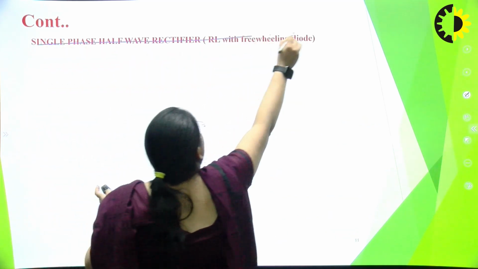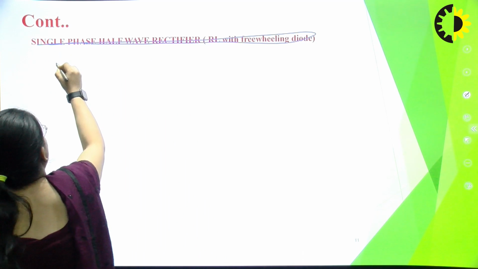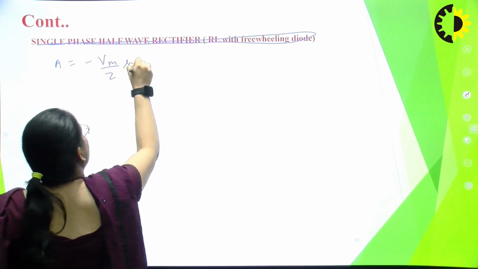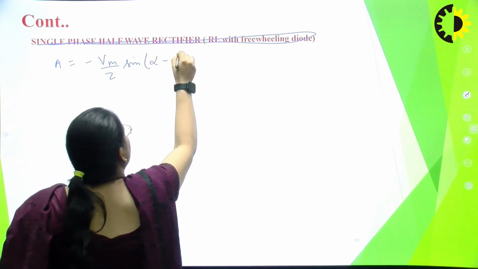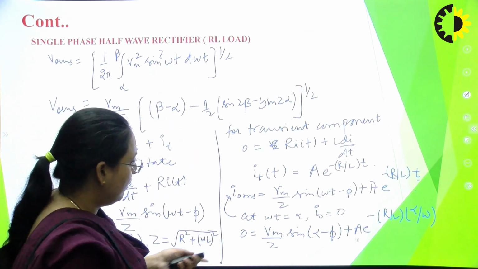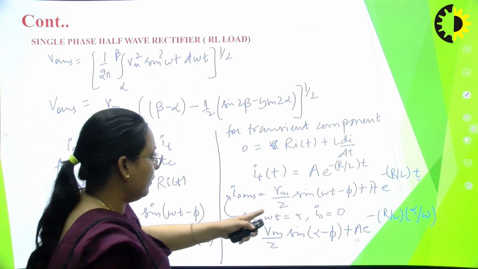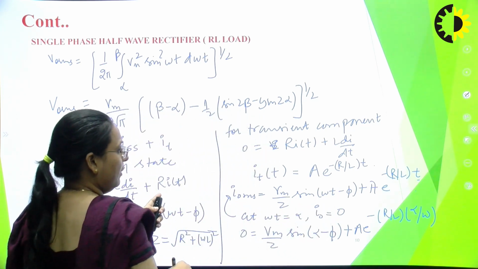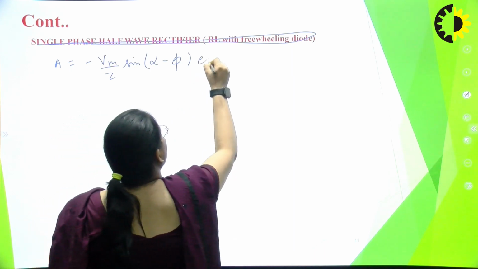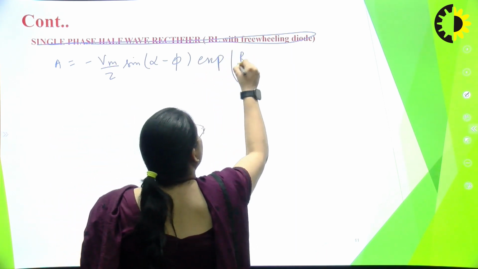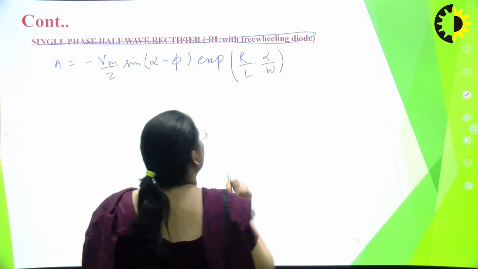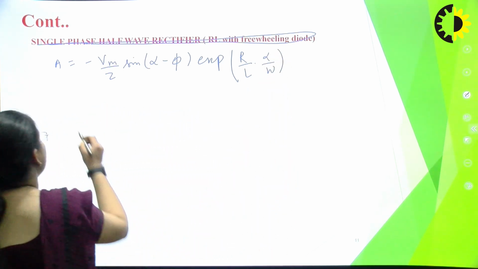Okay, this is the same derivation that is going on. A will be equal to minus Vm upon Z sin alpha minus phi, and after that what will come? The exponential will come in, e raised to the power R by L into alpha by omega. Okay, this is the value for A.